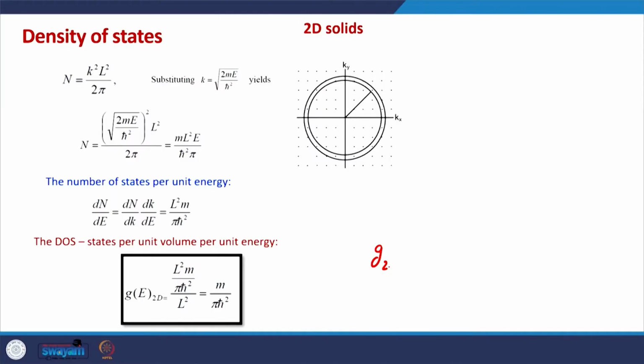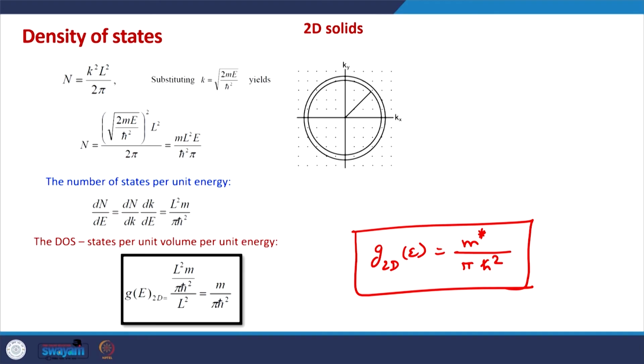And as you might have already guessed, on the right hand side everything is essentially a constant. We are assuming a parabolic band structure. So, this m star is a constant, pi is a constant, h bar is also a constant. So, this G2D of E expression is essentially a constant. G2D of E is m star divided by pi h bar square.